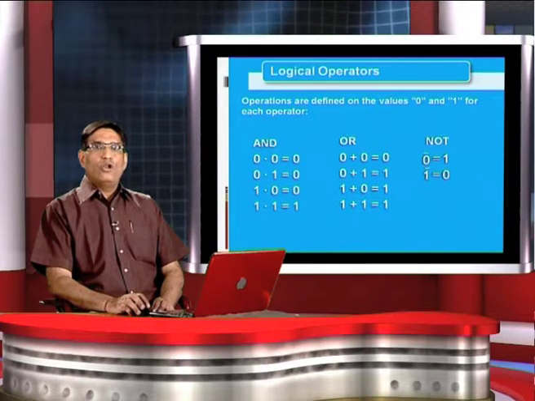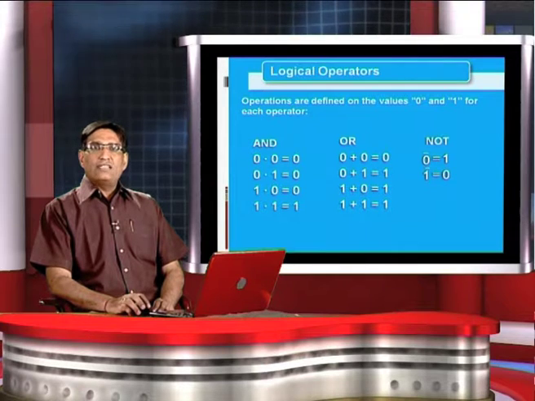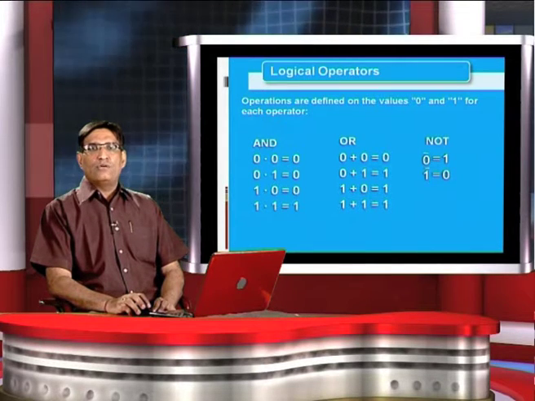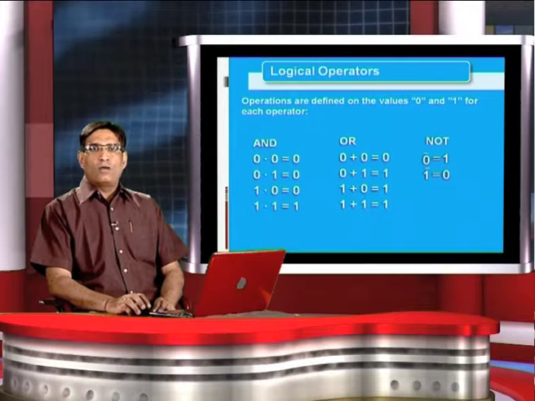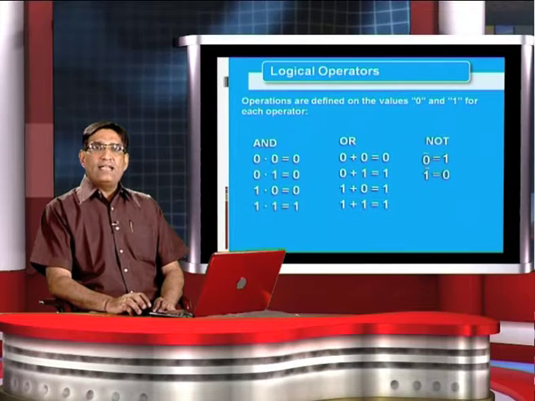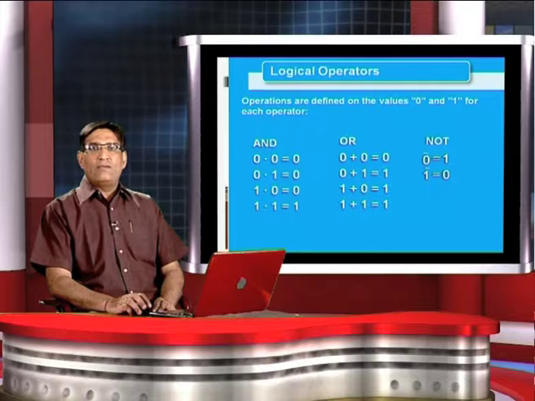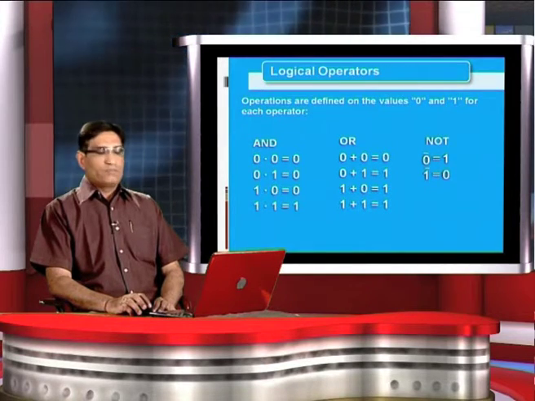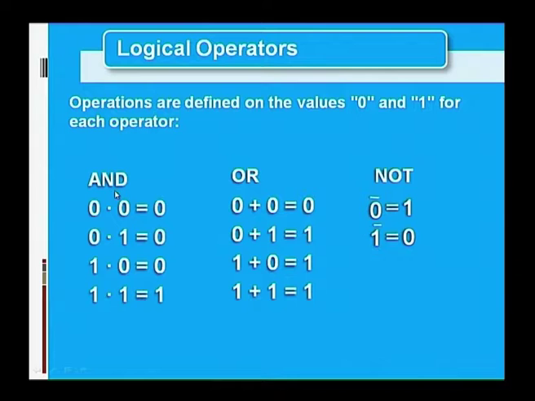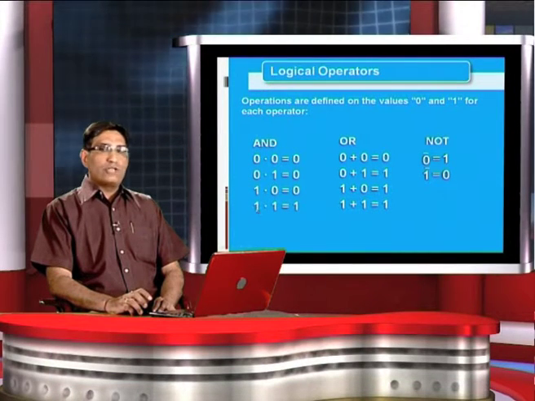Let us move to logical operators. Since we have defined three logic values, one is AND, second is OR, third is NOT, let us define their operations over the binary variables 0 and 1. In the AND operation, this is the AND operator dot, so 0.0 is 0, 0.1 is 0, 1.0 is 0, and 1.1 is 1. That means the output will be 1 if and only if both the inputs are 1.